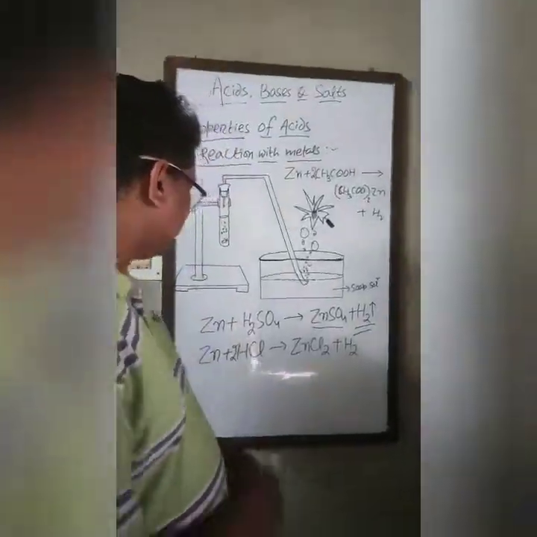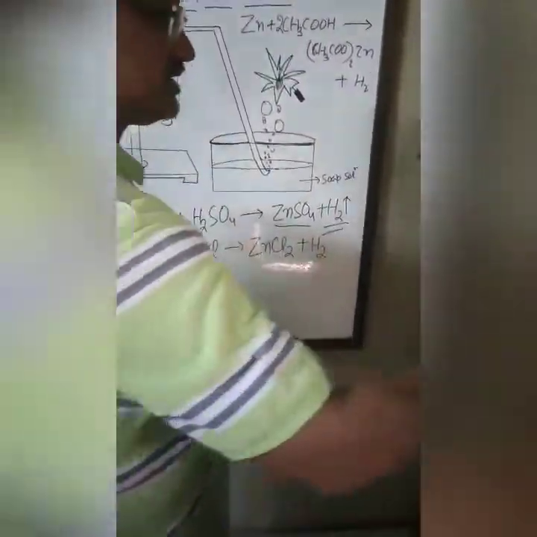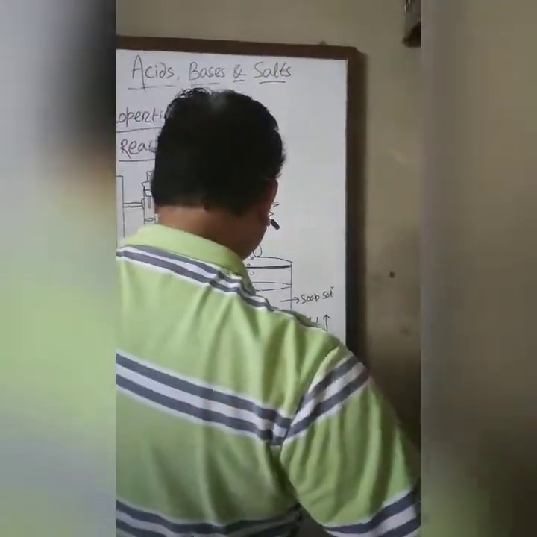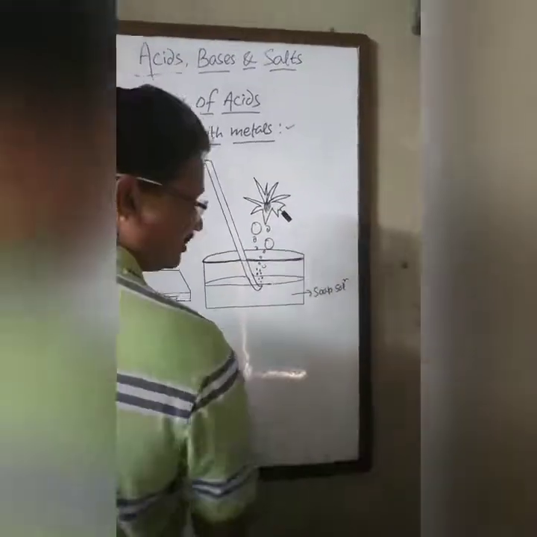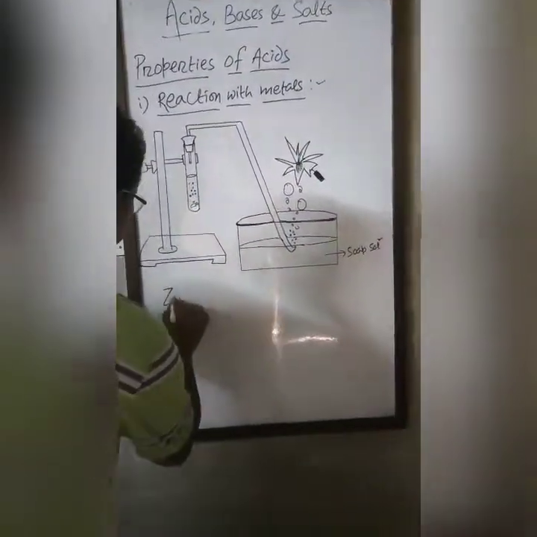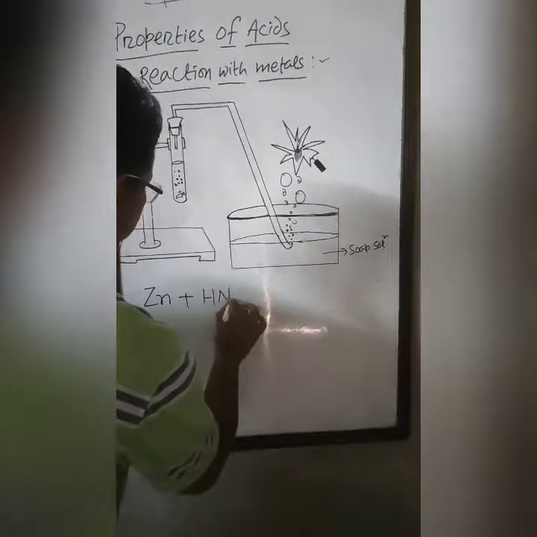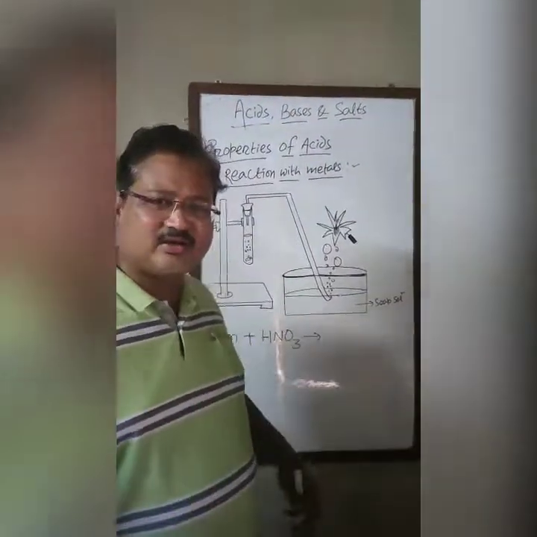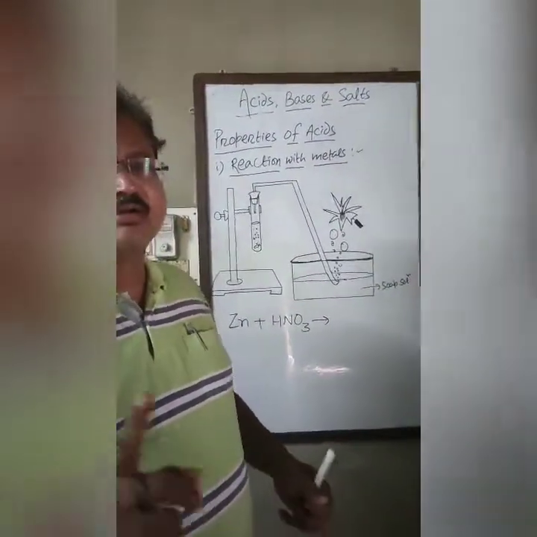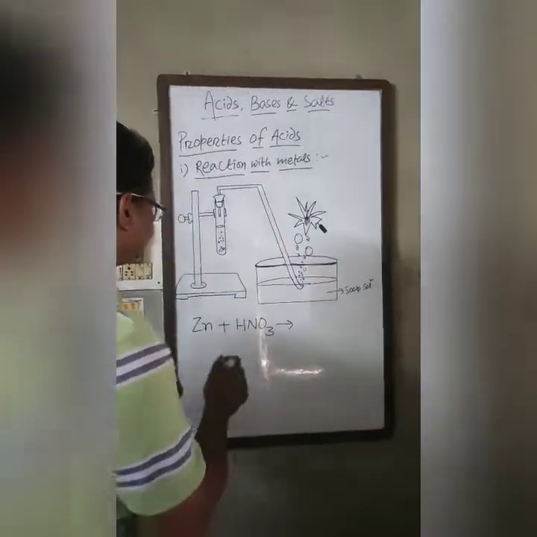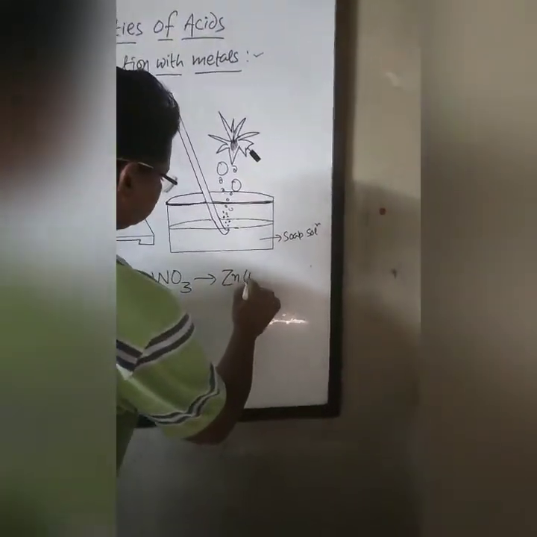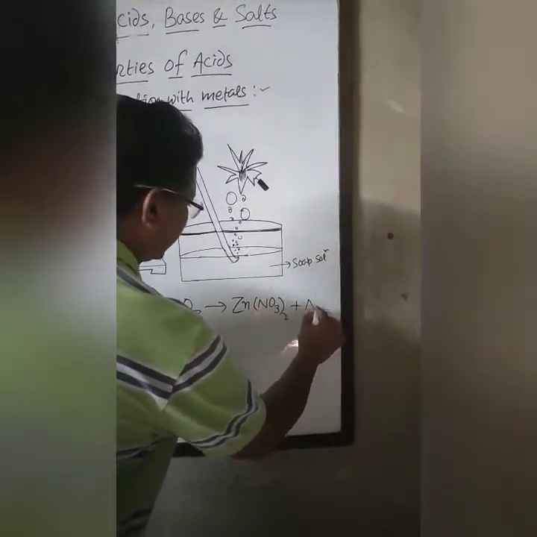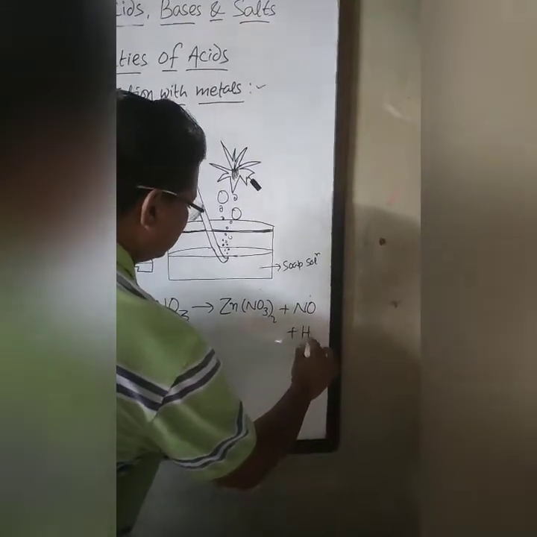Now suppose I take another acid here, let's say nitric acid. What is the reaction that will take place? If I take zinc with nitric acid, you must be thinking that here also zinc nitrate and hydrogen will evolve, but that is not the case. Here the products will be zinc nitrate, nitric oxide and water.